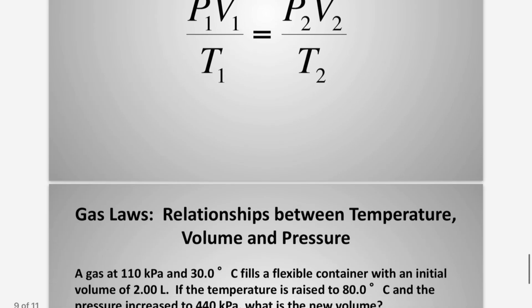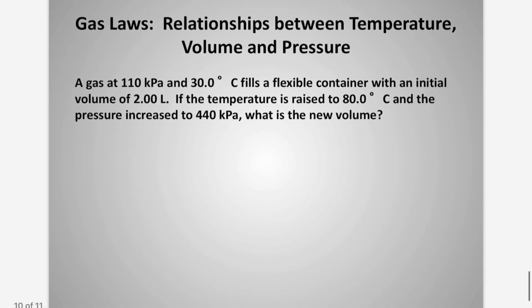So let's look at an example of a combined gas law problem. So this one says a gas at 110 kilopascals and 30 degrees Celsius fills a flexible container with an initial volume of 2 liters. If the temperature is raised to 80 degrees Celsius and the pressure is increased to 440 kilopascals, what's the new volume? Again, guess method, write down the given information first.